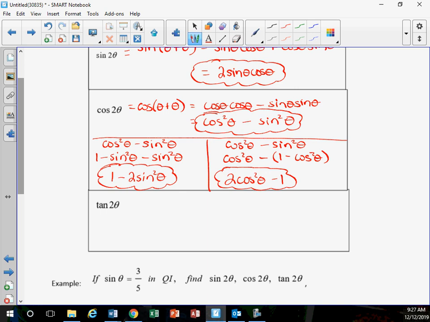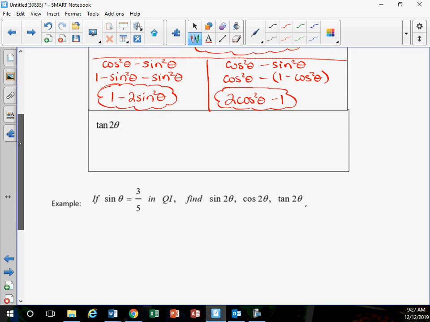Now, you don't have to use all 3 of these. It's just certain situations it's going to be easier to use a formula that only has sine or only has cosine in it. So that's why we look at all 3 of them as options, okay? But they'll all work in a problem. You can pick whichever one you want to do. All right, one more formula to find here.